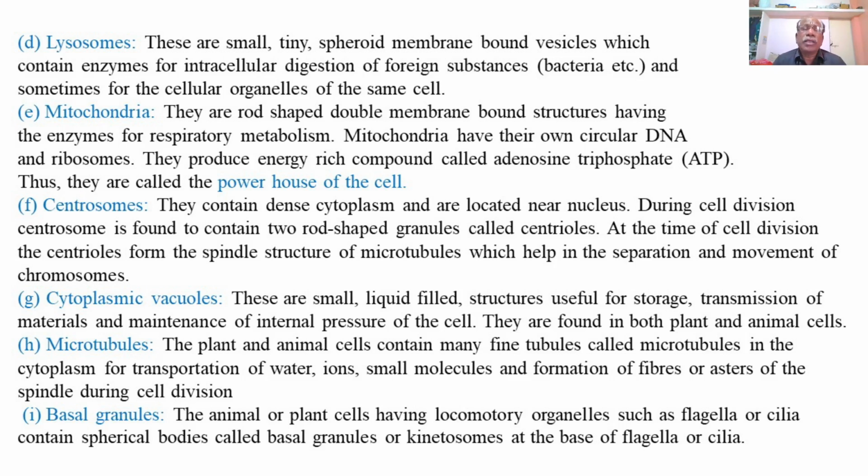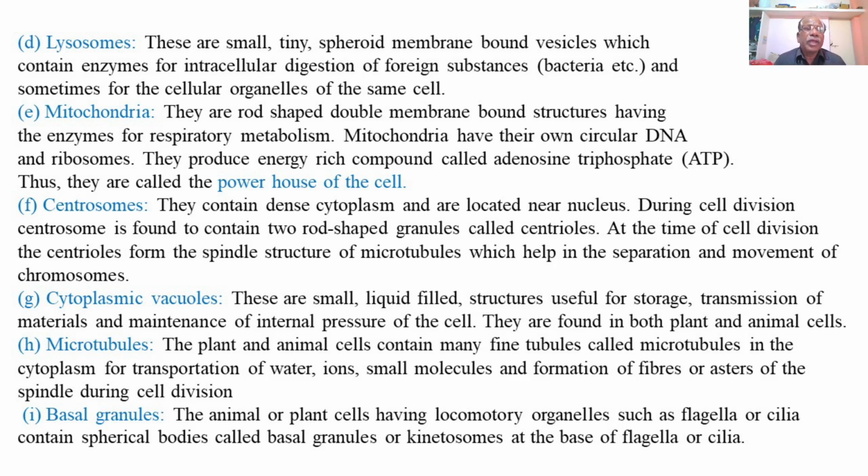Then cytoplasmic vacuoles. In plant cells, vacuoles are much larger in size, but in animal cells the cytoplasmic vacuoles are very small liquid-filled structures, useful for storage, transmission of materials, and maintenance of internal pressure in the cell. They are found in both plant and animal cells.